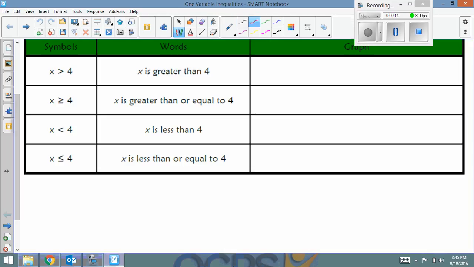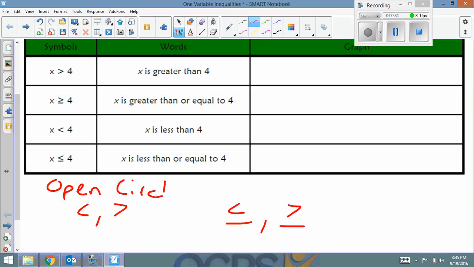You have the less than, greater than, less than or equal to, and I'm going to move that because I need that somewhere else. Less than or equal to, or greater than or equal to. Okay? With these two symbols, these are going to be your open circles, and I'll show you what that means when we're talking about graphs in a second. Over here, these are all going to be your closed circles.